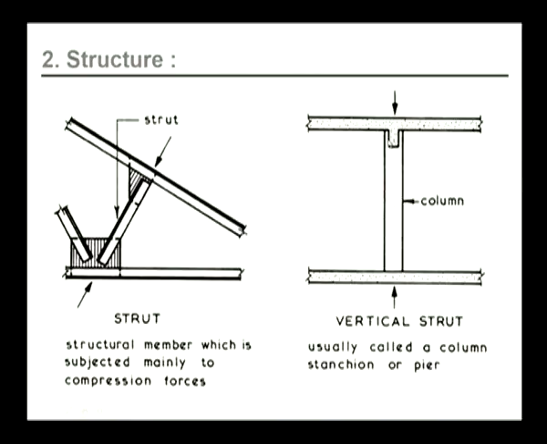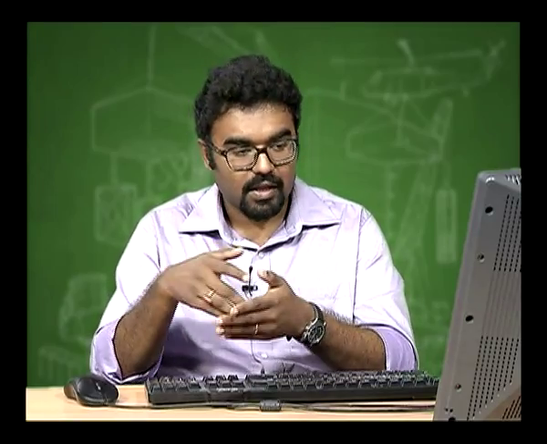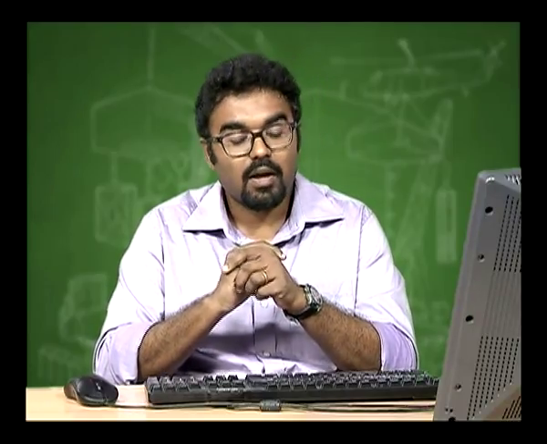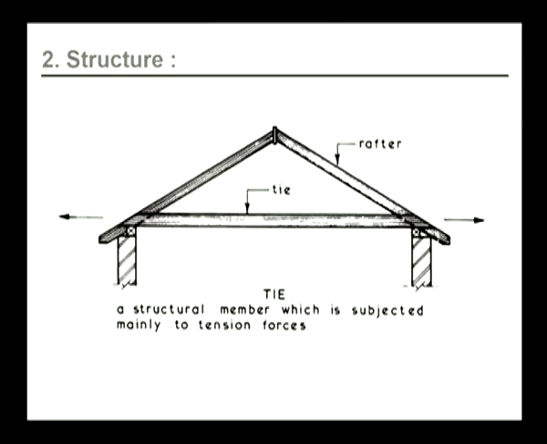Here we see there are forces applied by this slab, there are forces applied by the bottom slab, and this column is doing the work of a strut, of transferring the forces from one place to the other. So this vertical strut is also called a column, stanchion or a pier. This arrangement of structure is actually a rafter and tie structure. Here we see we have two rafters and this is a tie. So a tie is a structural member which is subjected mainly to tension forces.